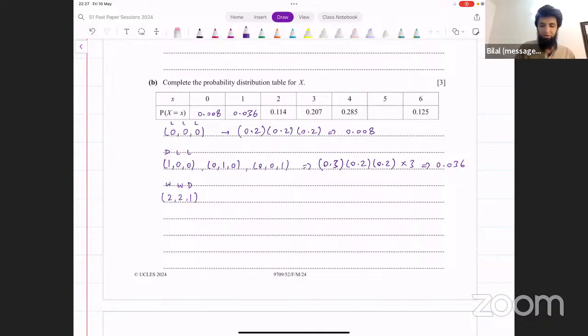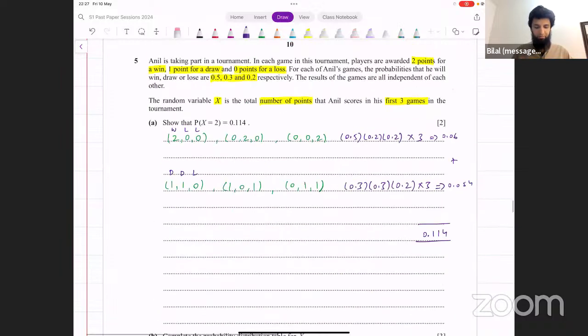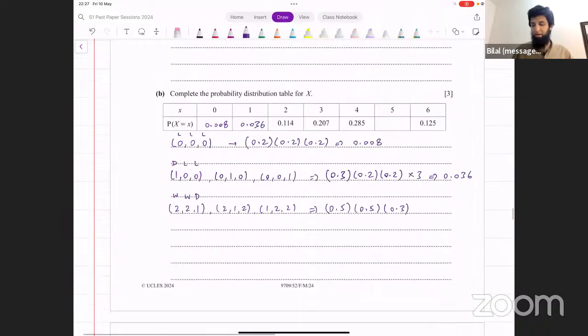Now, this can come in 3 ways as well. You can have 2, 2, 1. You can have 2, 1, 2. And you can also have 1, 2, 2. All right. Now, what's the probability for this? Probability of winning was 0.5. So 0.5 into 0.5 into 0.3 for a draw, right? And then there are 3 cases like this. We multiply this by 3, and that will give us the result for this case of 5 as well.